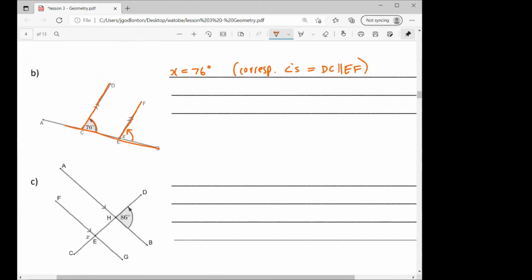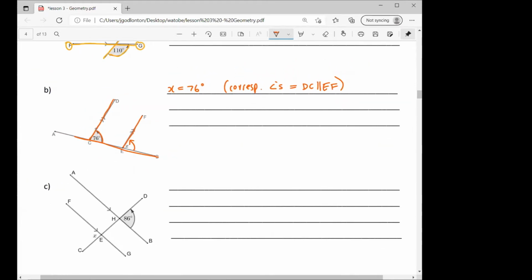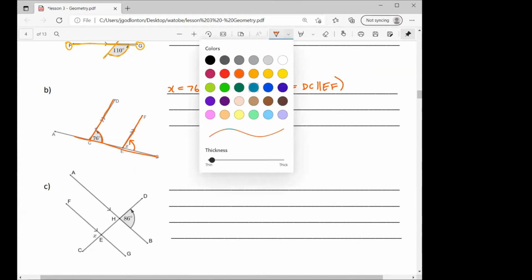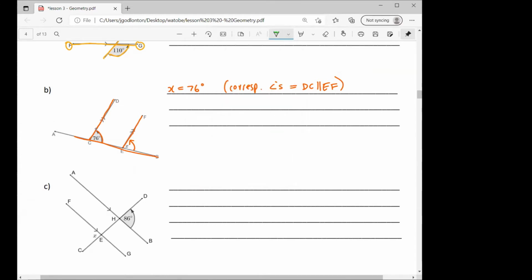Okay. Now this one is not as straightforward. Now we have to start thinking about the rules that we've already learned in our intersecting lines. Okay, so let's think. We know that this line here is parallel to this line here. So if I drew a line through it, I can see that this angle would be equal to that angle. So if I can figure out what that angle is, then I can figure out what x is. That's my hint to you.